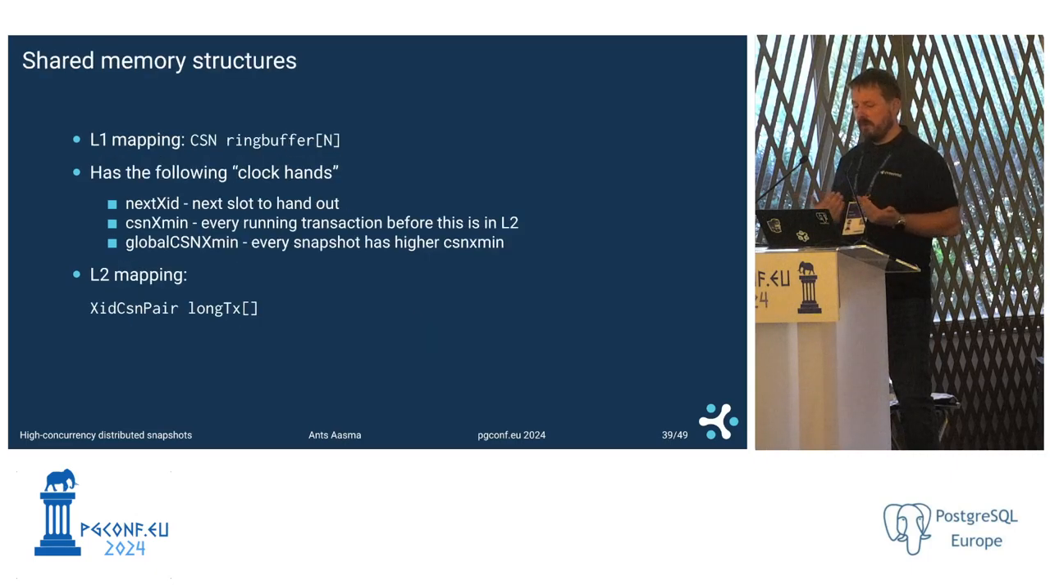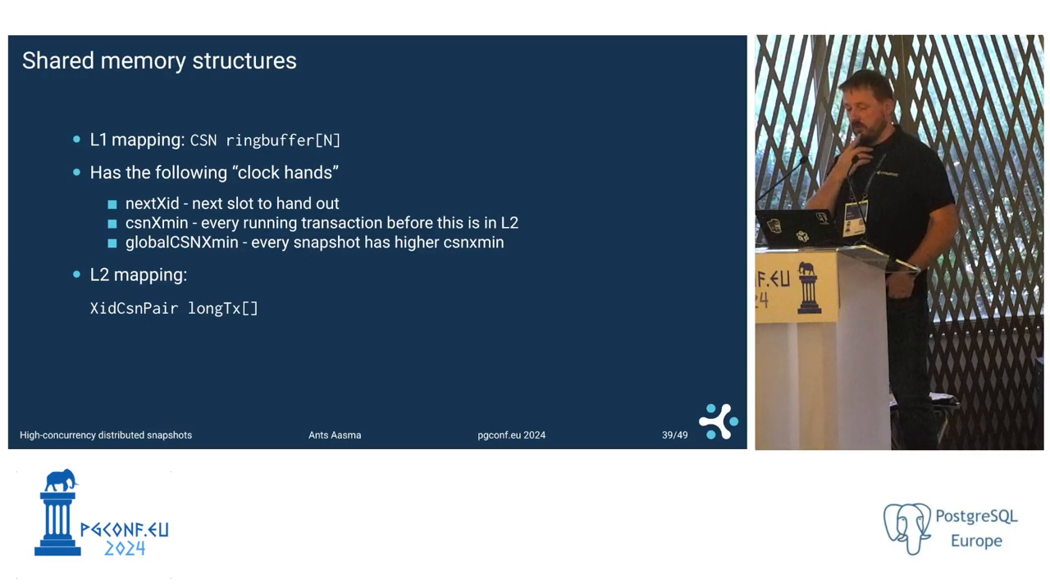So within shared memory, we might have basically an array of those CSN values. And we will have some clock hands within this ring buffer, which specify where is going to be the next transaction that we will hand out. Then we will have a CSN xmin value where everything that is smaller than that will be evicted into a separate place where we can quickly include it into snapshots. And finally, we will have this global CSN xmin where we know that no other snapshot is going to need this data. So everybody that is looking at CSNs will be looking at higher XID values than this.